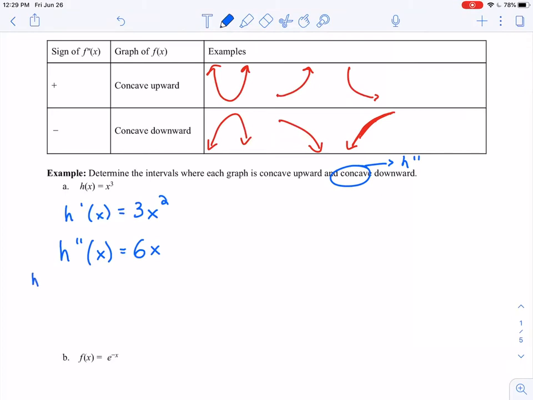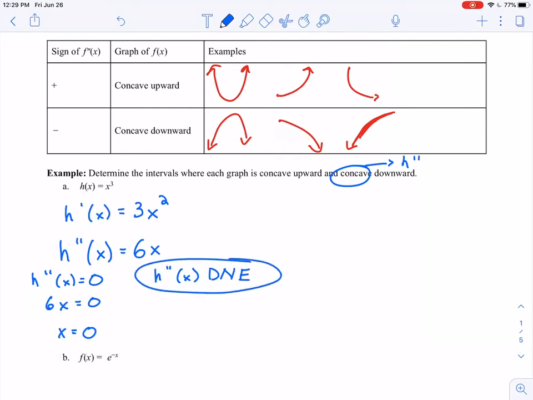I want to think about places where my second derivative is either 0 or places where my second derivative does not exist. I'm always falling back on those two cases to help me partition up my number line. So first we'll consider, where is 6x equal to 0? We can divide both sides by 6. I end up with x equals 0. So that is a partition number of my second derivative. I'm going to care a whole lot about that number in just a second.